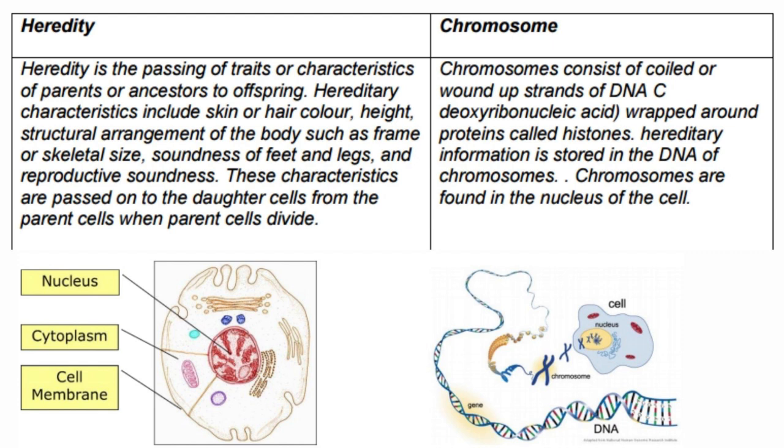Chromosomes consist of coiled or wound-up strands of DNA, deoxyribonucleic acid, wrapped around proteins called histones. Hereditary information is stored in the DNA of chromosomes. Chromosomes are found in the nucleus of the cell.